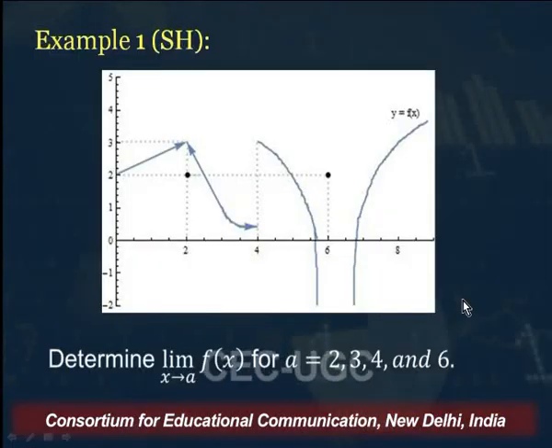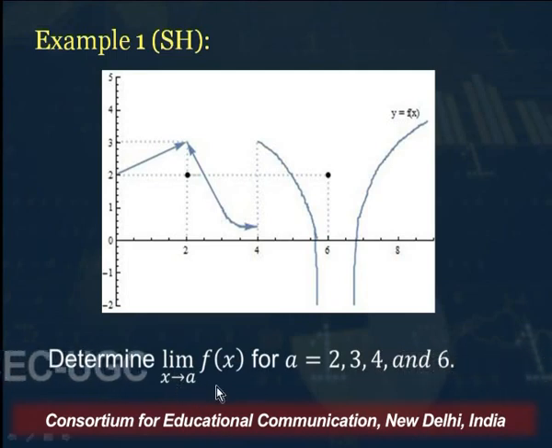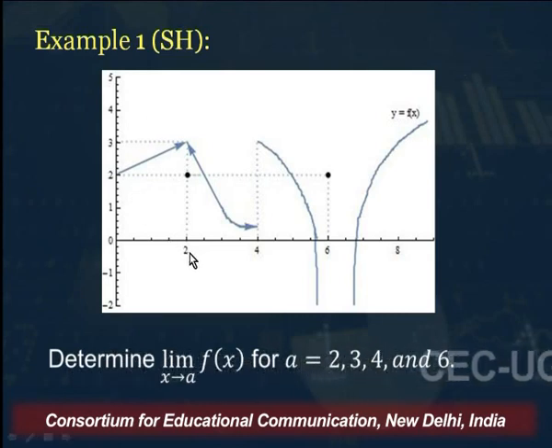and Hammond, and let's see if you have been able to internalize the idea of a limit as I have conveyed it. So if you look at this graph here, the question asks you to determine the limit of the function f of x as x tends to a for values of a equal to 2, 3, 4 and 6. So take a moment to think about it. Let's first ask ourselves, what does the function tend to as x tends to the number 2.